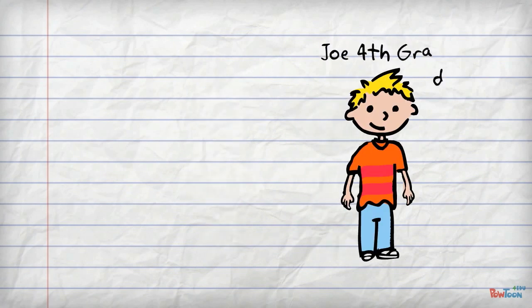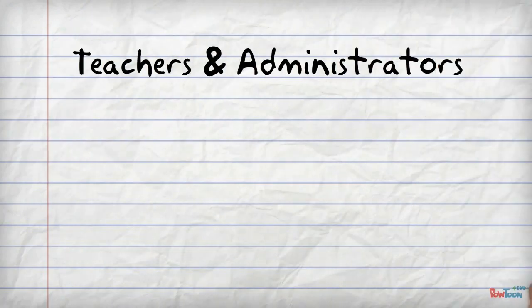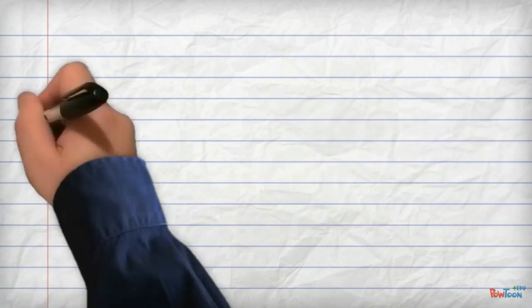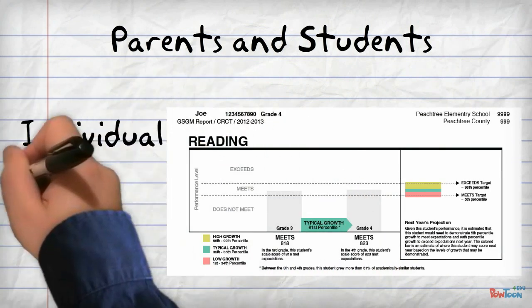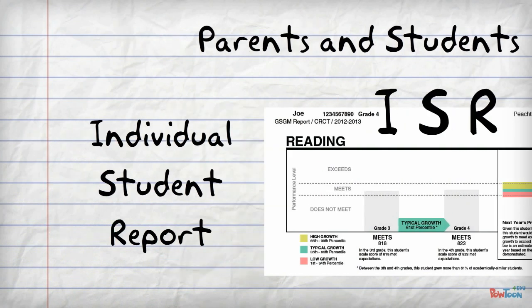To understand SGP, let's look at a student named Joe. To receive an SGP score this year, Joe must have a state test score from the previous year in the same subject area. SGP scores can be found by teachers and administrators on the Statewide Longitudinal Data System, or SLDS. Parents and students can find individual student SGPs on their Individual Student Reports, or ISRs, distributed at each school.